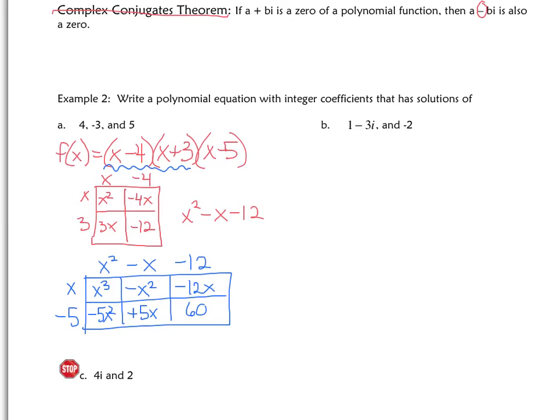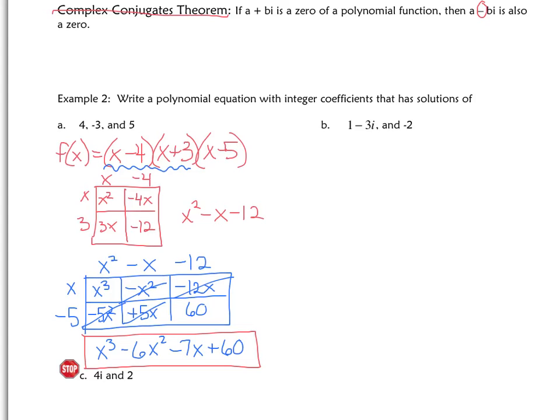Alright, let's combine these terms. We're going to get x to the third, because there are no other x to the thirds. Negative 5x squared minus 1x squared is minus 6x squared. 5x plus negative 12x is minus 7x, and then plus 60. Now make sure that your answer makes sense to what they gave you. They gave us 3 zeros, 3 solutions. That means we had to have a third degree polynomial, and we do. So this is our final answer.